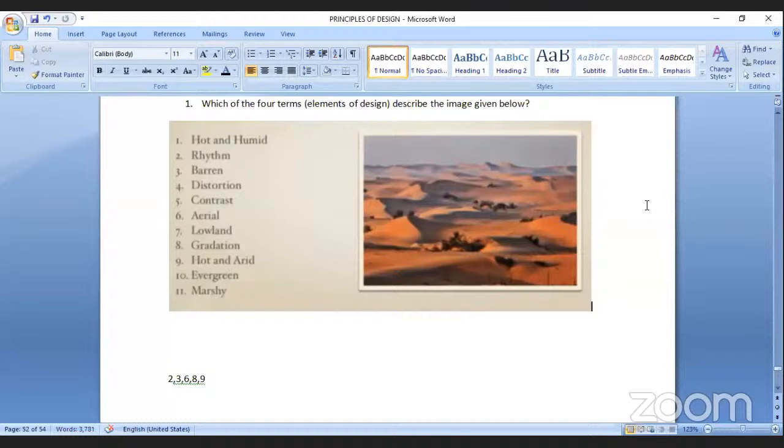What is lowland? Lowland is the land which is at sea level.